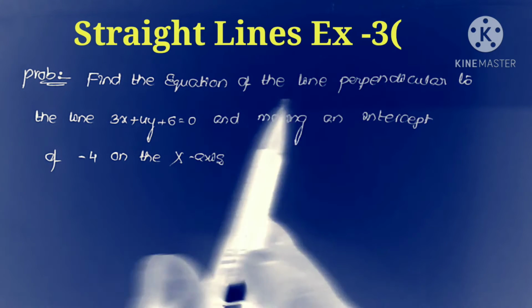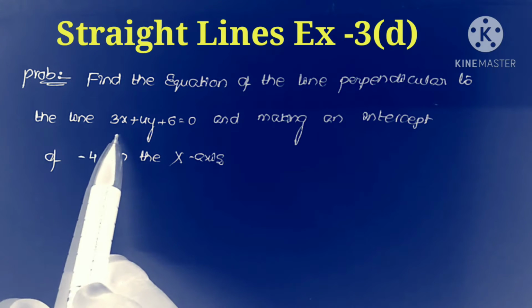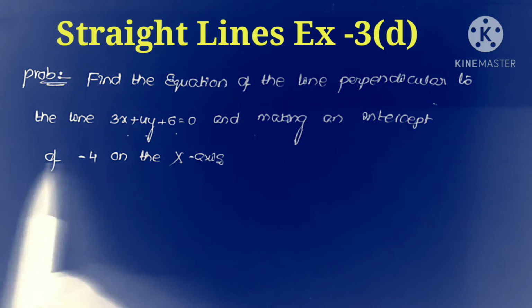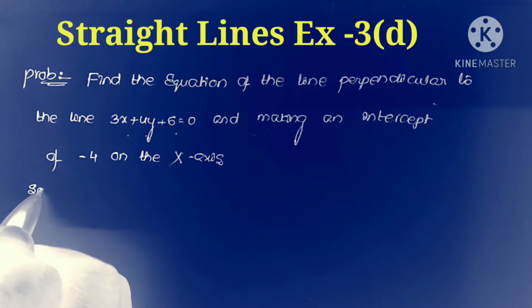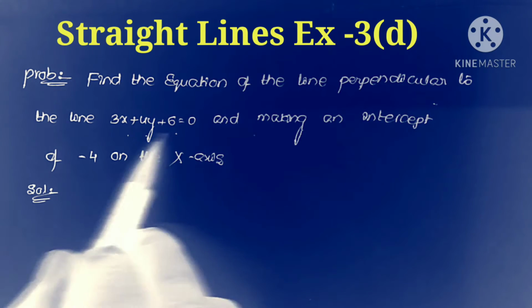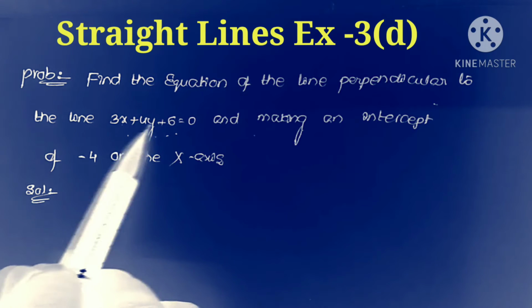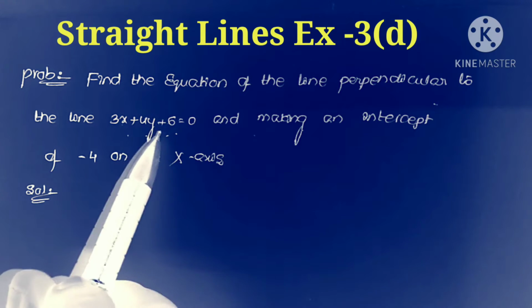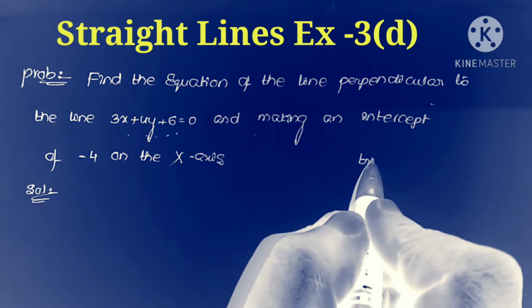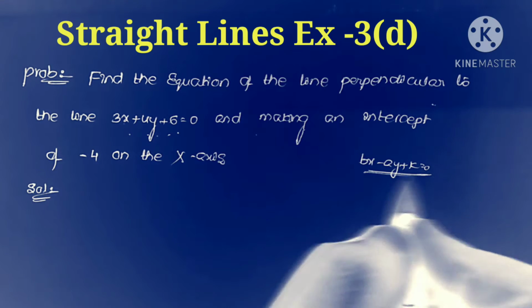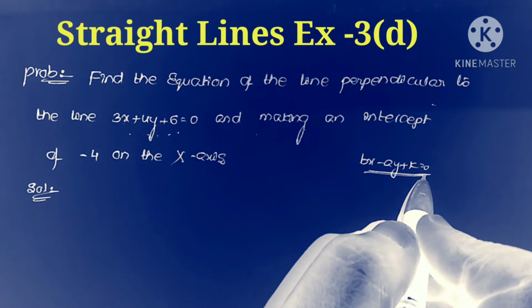First problem, find the equation of the line perpendicular to the line 3x + 4y + 6 = 0 and making an intercept of -4 on the x-axis. So one line is given, we want to find the equation of the line perpendicular to this one. What is the perpendicular line formula? bx - ay + k = 0. By using this formula we can find the perpendicular line.